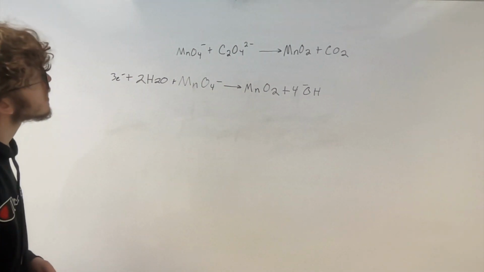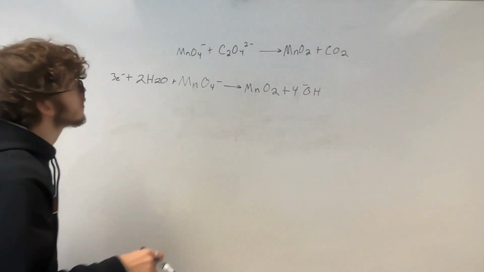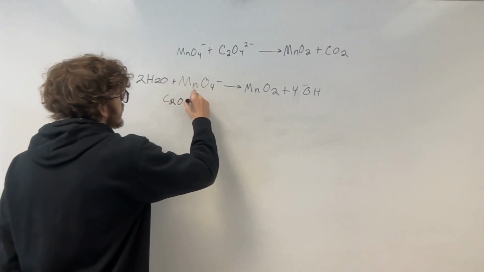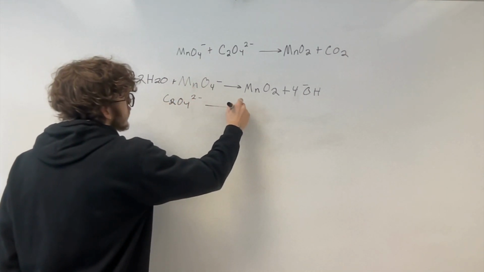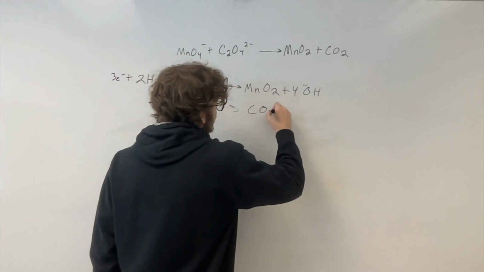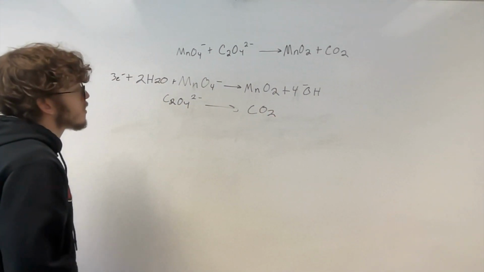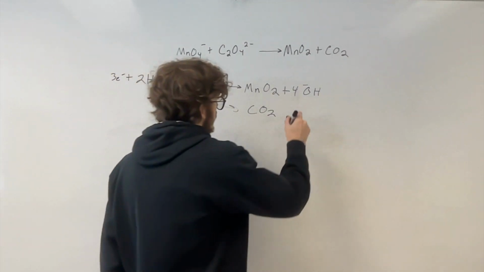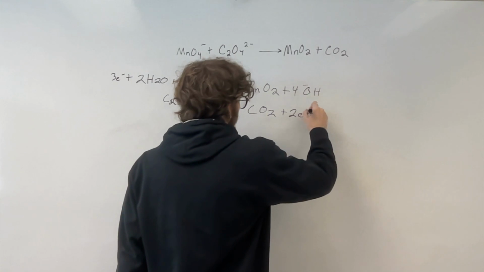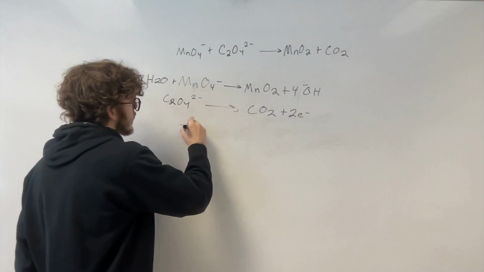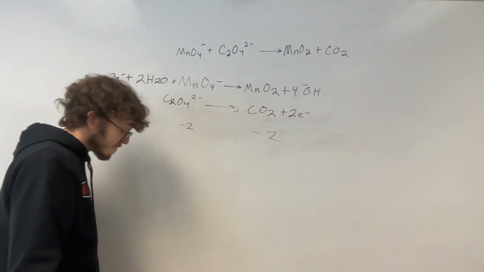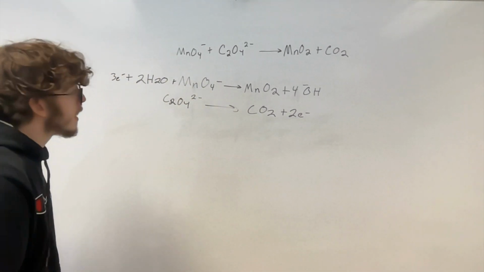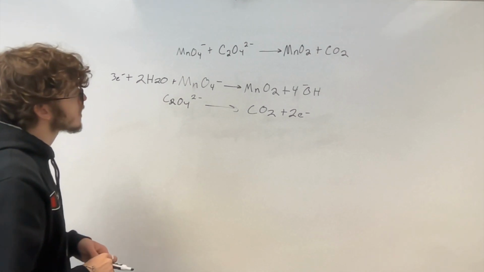Now let's balance our CO2 reaction. So we have C2O4 with a 2- charge going to CO2. This one's quite easy. Notice we just have 2 minus, so we'll add 2 electrons to conserve the charge, so we go from -2 to -2. Quite simple.